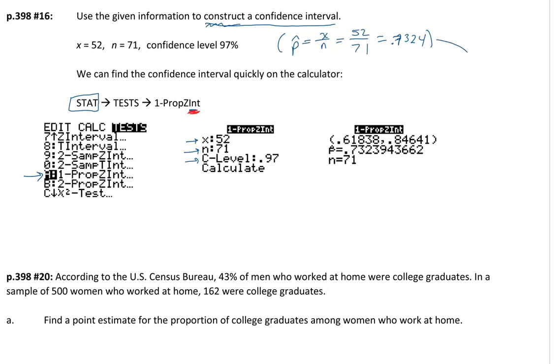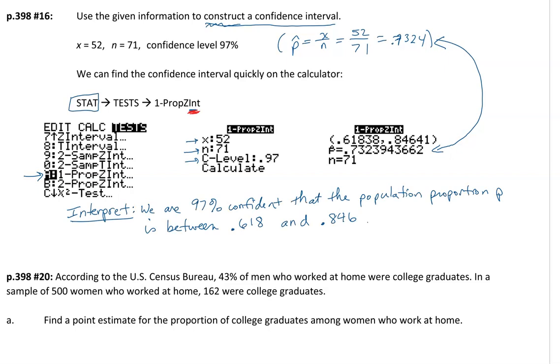And notice right there, the calculator gives us a p hat value. So if we needed that and didn't want to do it ourselves, we could get that there. And it also then reminds us of our sample size. And so just to also keep it fresh, we're going to write out the interpretation.